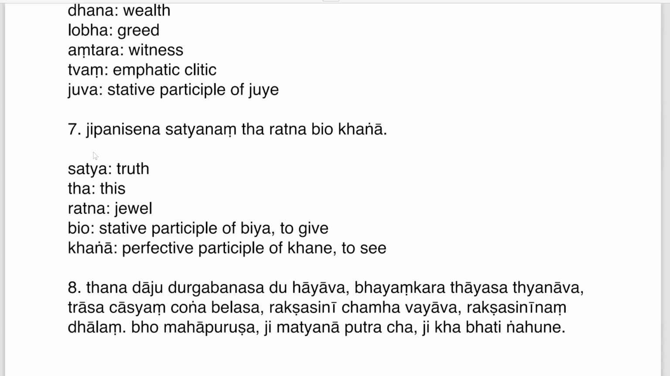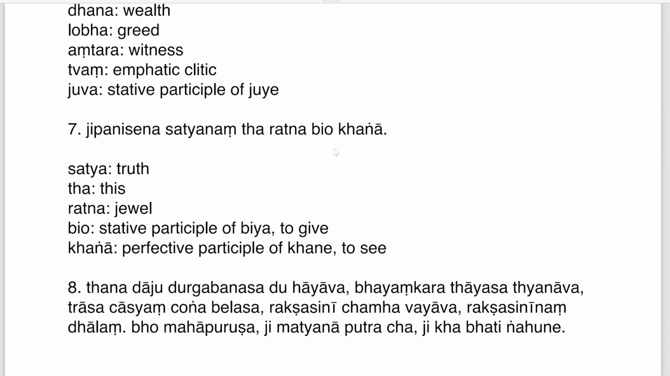And then pa ratna is this jewel. And then bio is the dative participle. I assume it's like a zero nominalization here, like that which gives the jewel. Here, because we don't have a noun after that, you can translate that like giving, giving of this jewel. And then kana is seeing, the perfective participle, and it's perfective participle because it's conjunct. So it's like I or we have seen the giving.